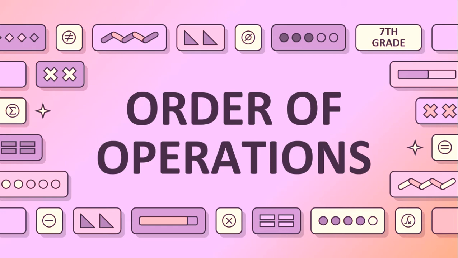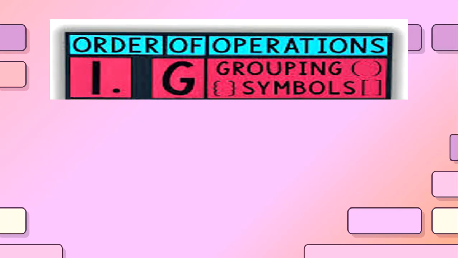That's why we have what we call GEMDAS. G stands for the grouping symbols. Before, it was called PEMDAS, where P stands for the parentheses. This time it's already called GEMDAS. G stands for grouping symbols, so if you see any parentheses, braces, or brackets in a given equation, you have to simplify that first, the one inside that particular grouping symbol.